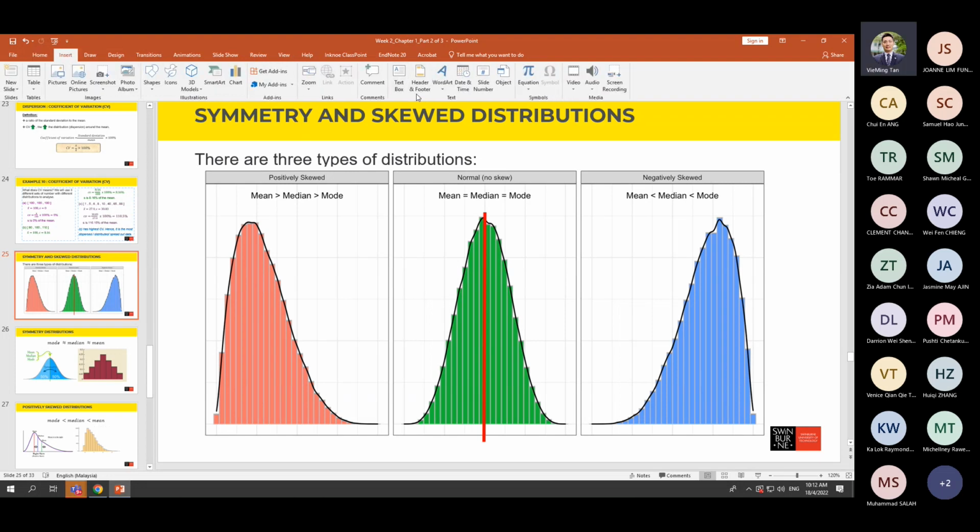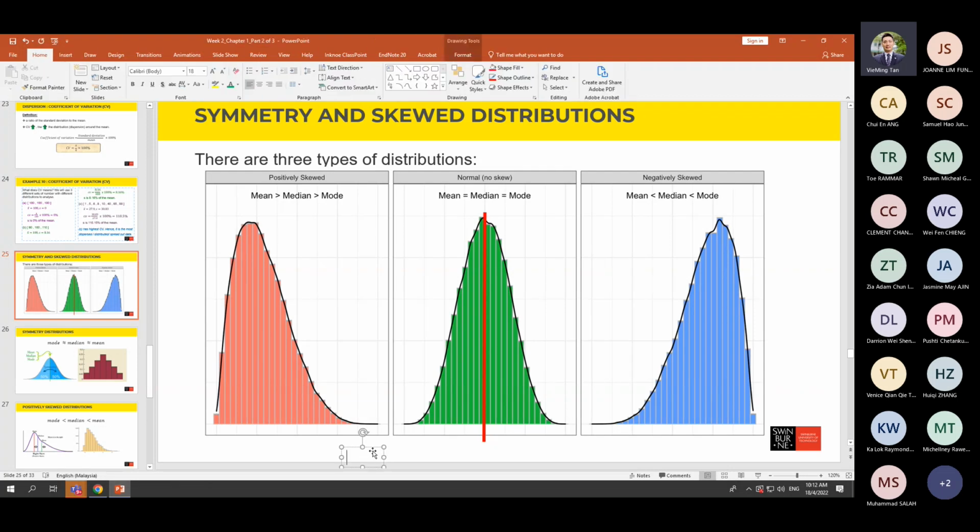Insert text box. Okay. T-A-I-L. This is the tail area, all right? Tail. Okay. Tail area. It's on the right.